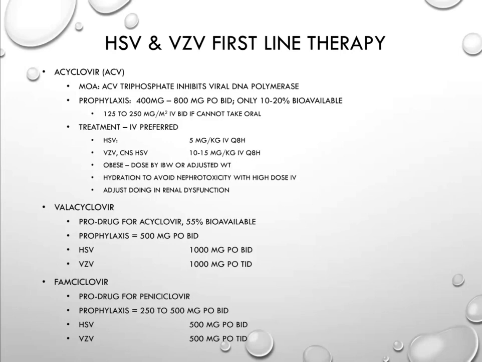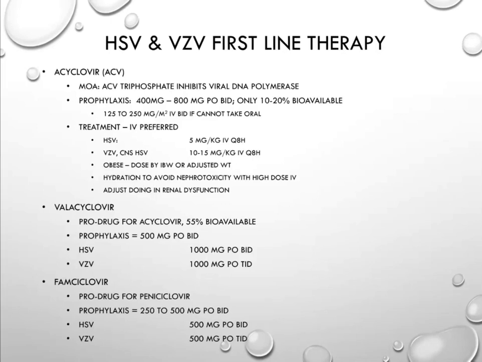And there's IV dosing, like 125 to 250 milligrams per meter squared IV BID if the patient can't take oral. For HSV infections, for a serious infection, you want IV acyclovir. You can't trust the oral bioavailability. For HSV, 5 milligrams per kilogram IV Q8. For VZV, typically 10 milligrams per kilogram IV Q8, up to 15 milligrams per kilogram if you're dealing with a CNS infection. For obese patients, early information recommends dosing by ideal body weight.